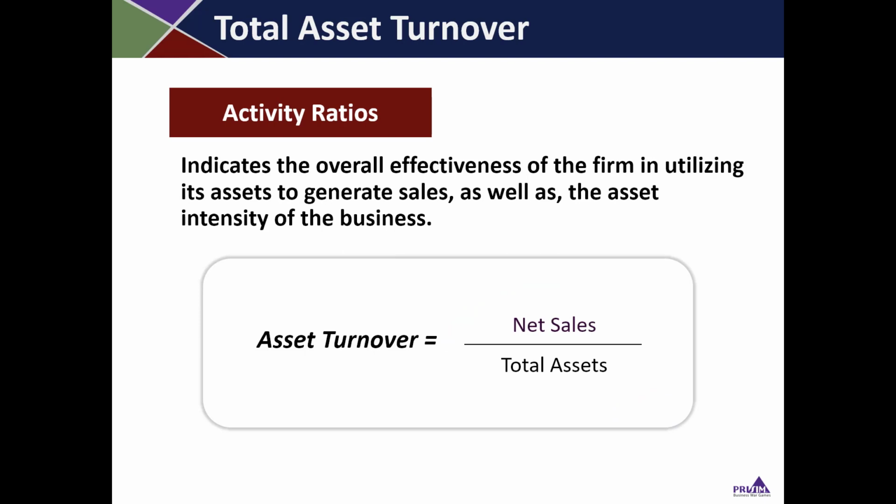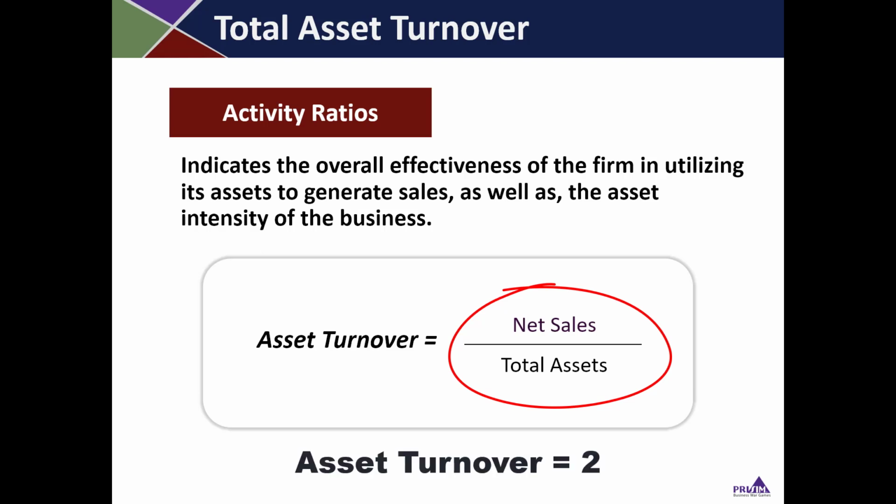Another activity ratio that we can talk about is total asset turnover. And this indicates how you're working the assets of the business to generate sales. And it gives you a sense, too, for the asset intensity of the business. It's calculated by taking your net sales divided by your total assets. If you had an asset turnover ratio of 2, for example, it would mean that you're generating $2 of sales for every dollar of assets.